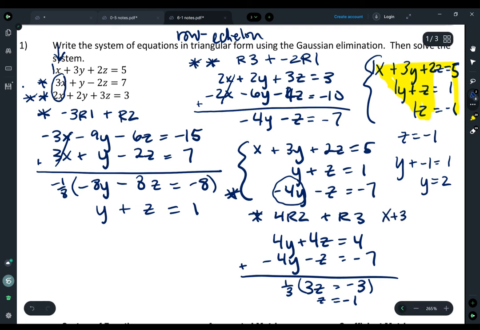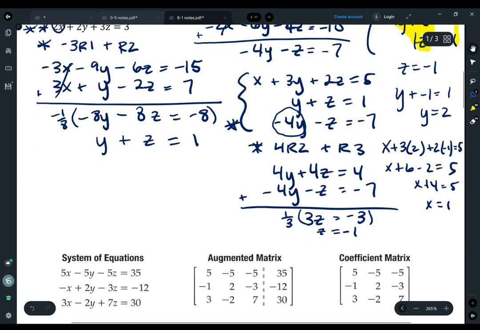So x plus 3 times 2 plus 2 times -1 equals 5. I didn't know if I'd be able to fit it in, but I did. So x plus 6 minus 2 equals 5. x plus 4 equals 5. So x equals 1. We still want to write our solutions together.